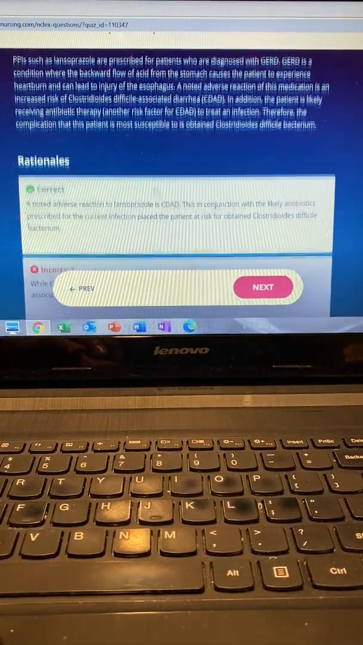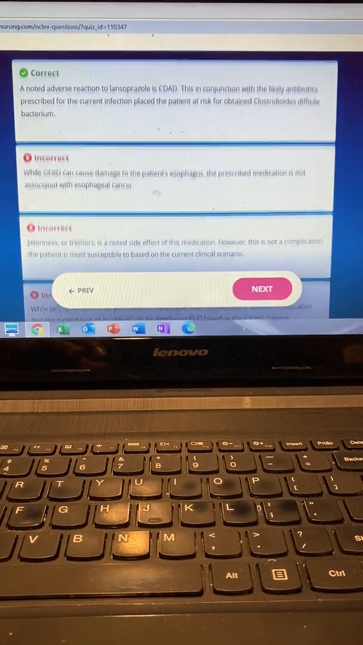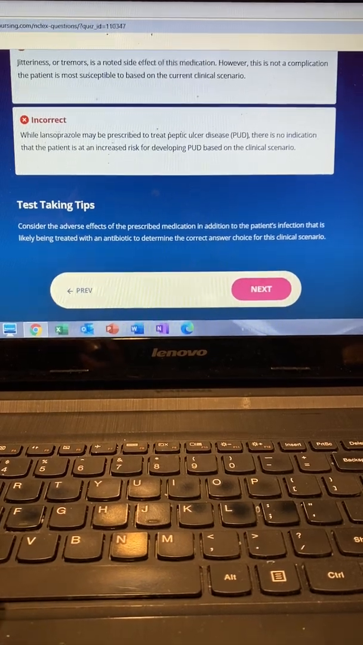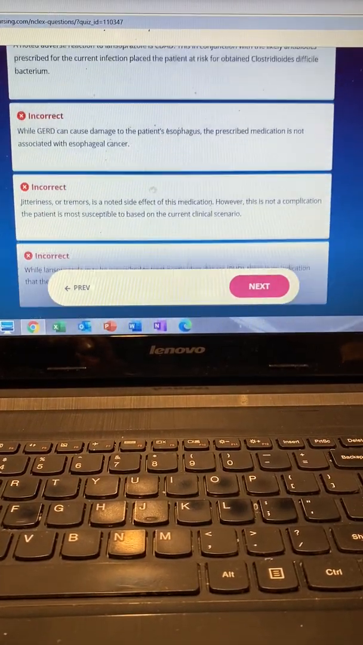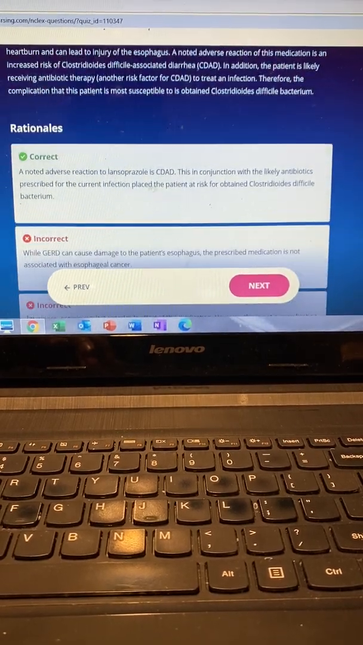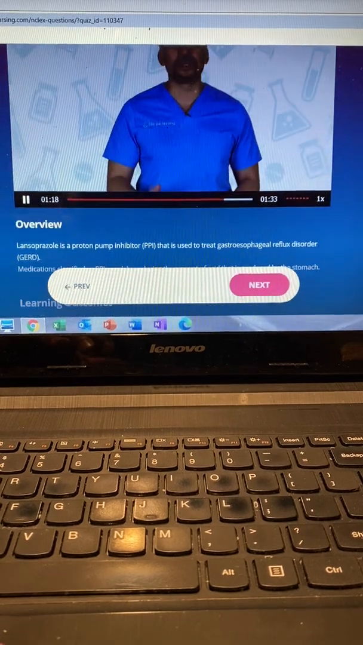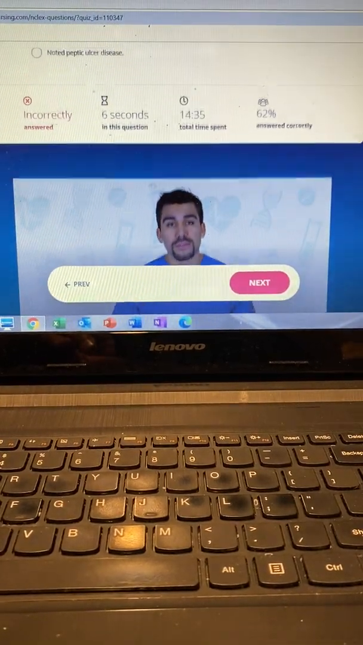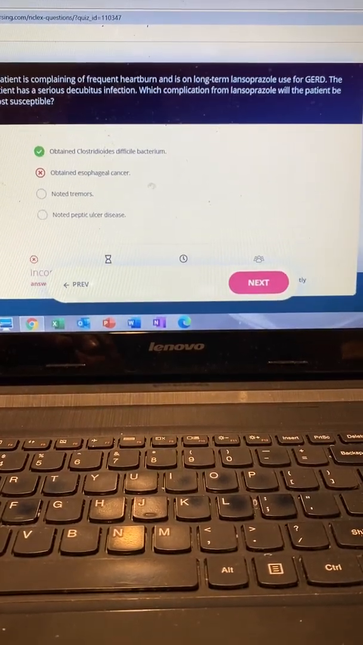Changes in the GI environment change the normal flora, leading to infection risk. Now option 2 is incorrect because esophageal cancer is not a complication of long-term prazoles with our PPIs. And option 3 and 4 are also incorrect. Tremors, not a complication. And guys, peptic ulcer is not a complication. We actually give this to treat peptic ulcers. So option 2, 3, and 4 are incorrect. Okay, that wraps it up.